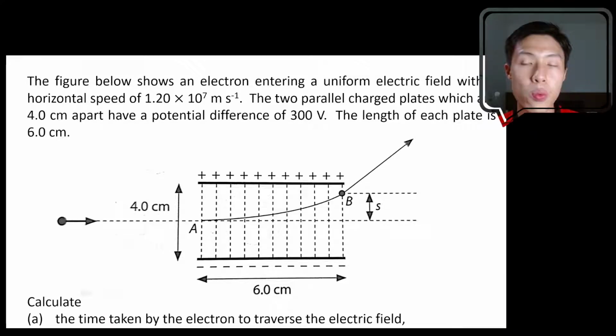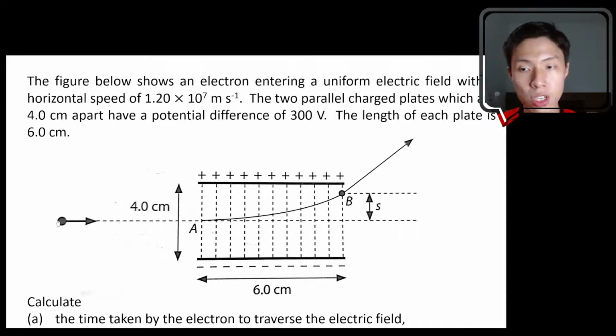Let's try to apply what we have learned from uniform electric field in this question over here. The figure below shows an electron entering a uniform electric field with a horizontal speed of 1.20 times 10 to the power 7 meter per second. So you can see this is an electron over here. It's moving with a horizontal speed of 1.20 times 10 to the power 7 meter per second, moving in a straight line in the x dimension to the right until it enters the uniform electric field.